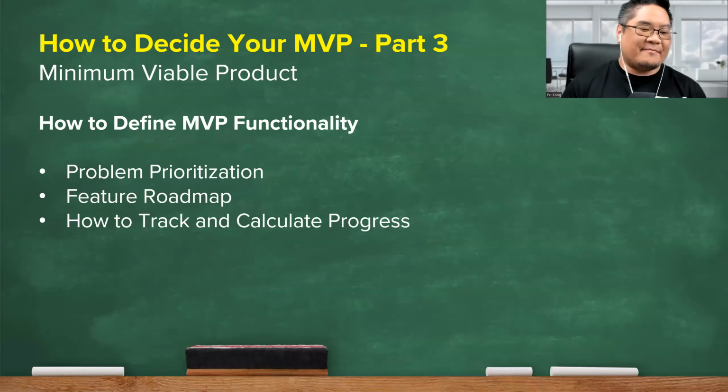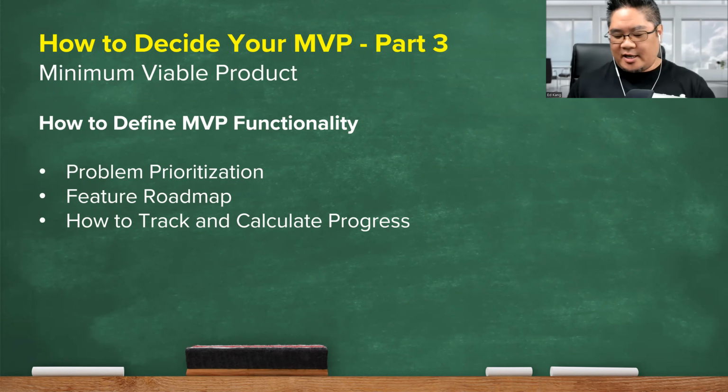How to decide your MVP, part 3, your minimum viable product. This is the third part in the series. It is going to be the last part. If you've made it, one more lesson to go. And this one, we're going to talk about how to define MVP functionality.